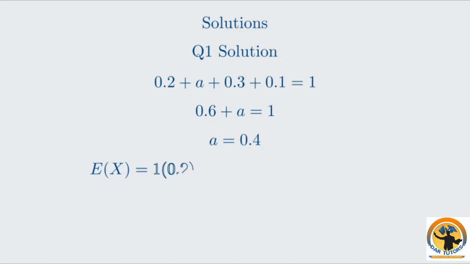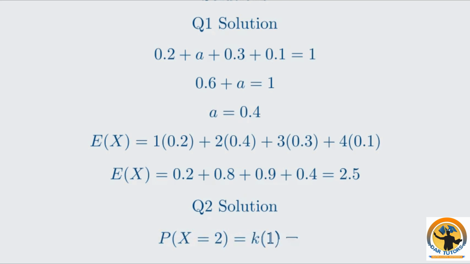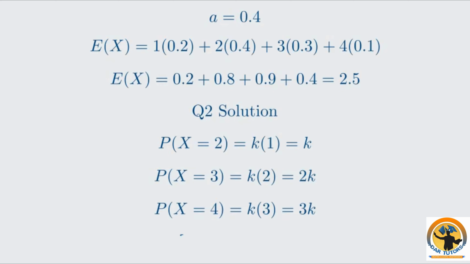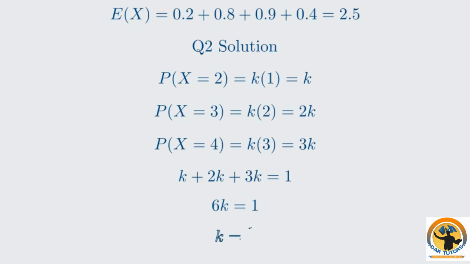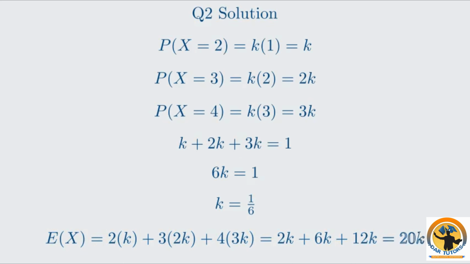The expected value is the sum of X times P. We get 2.5. For question 2, to show K equals 1/6, we write out the probabilities for each value of X. The probabilities are P of 2 equals K, P of 3 equals 2K, and P of 4 equals 3K. Their sum is 6K, which must equal 1. Therefore, K equals 1/6.